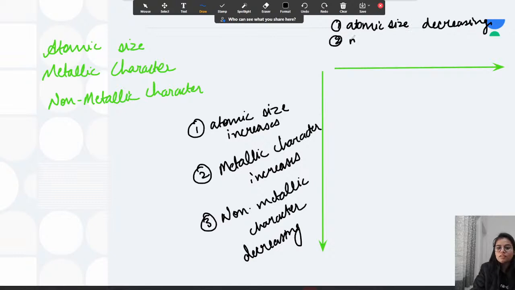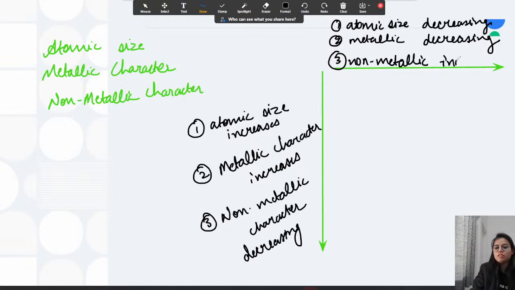Next, metallic character. It will also be decreasing. And third, non-metallic character. It will be increasing. Okay, so these are the trends that we see for these particular 3 properties. Okay, now let's do some of the questions.